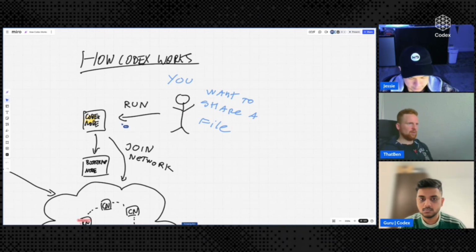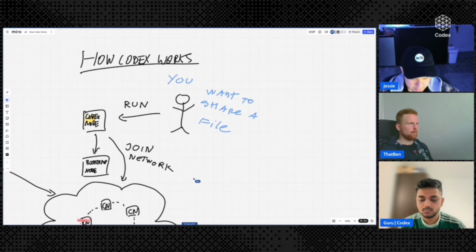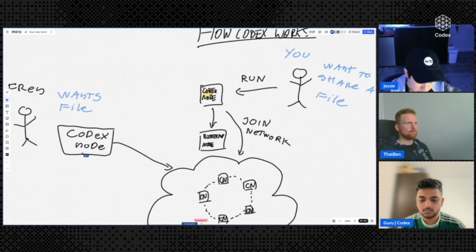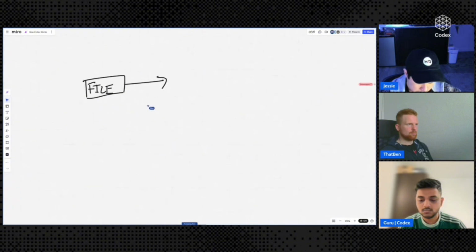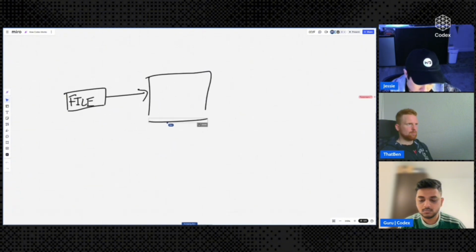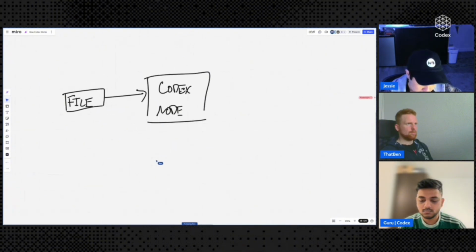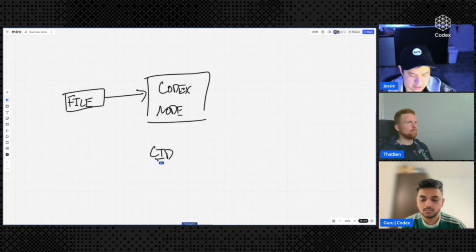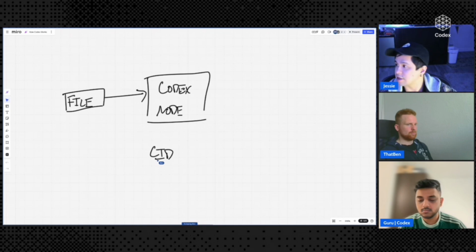Sure. You want to take a stab at it? Yep. So follow me, I'm going to the left. So I'm going to say, here's your file. And what you do is you upload that to your local Codex node. And then what that spits out is a hash. It's called a CID, content identifier.